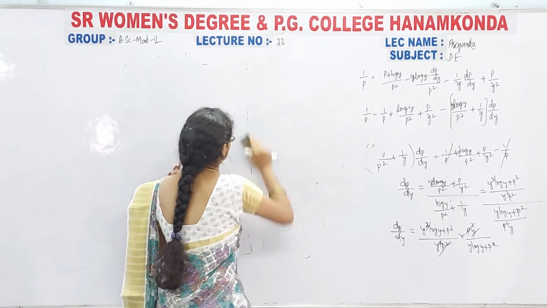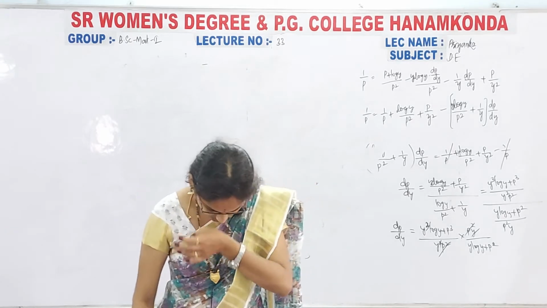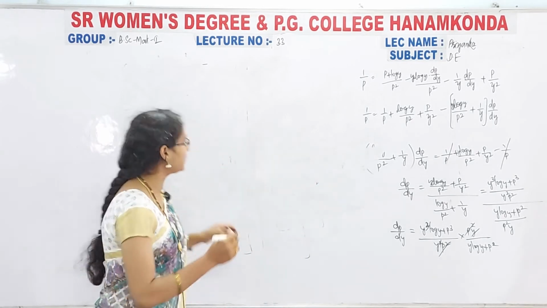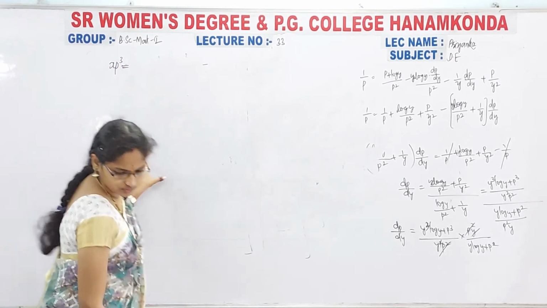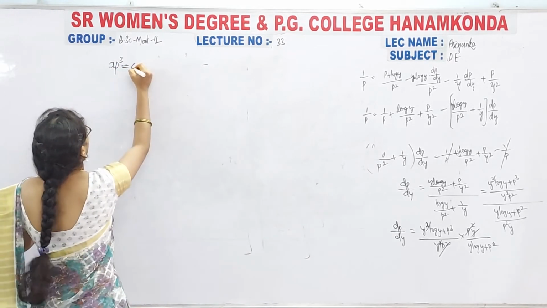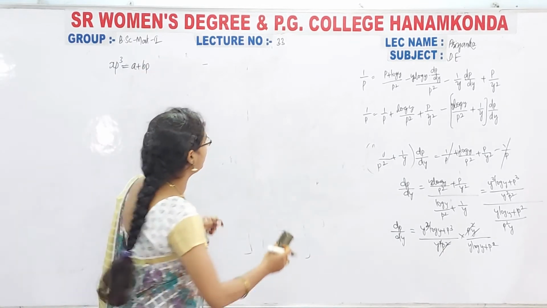Okay, so next write down, solve xp cube a plus b.